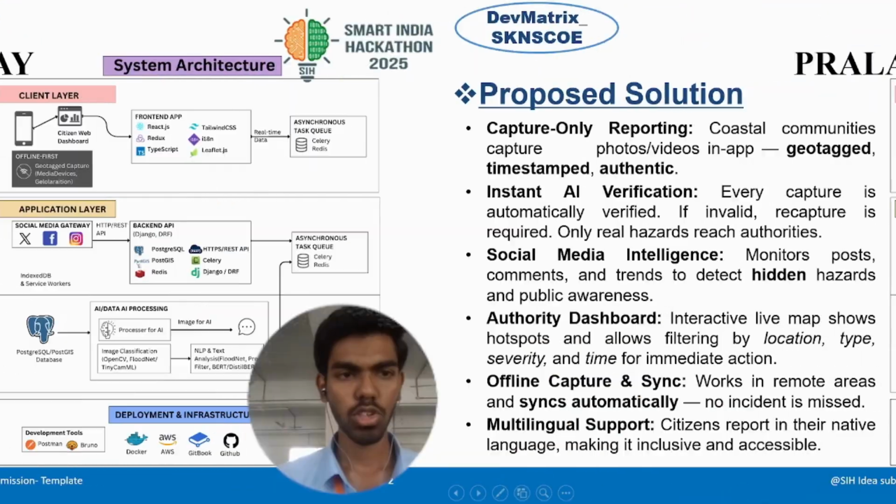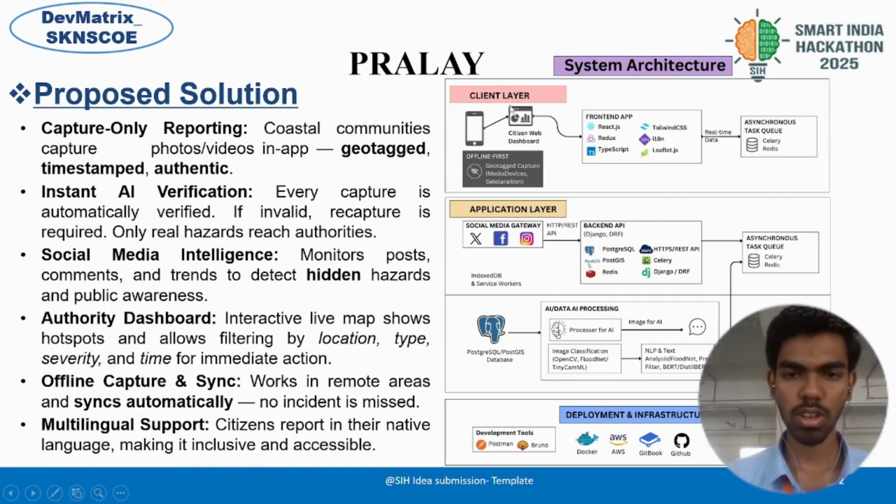So here is the proposed solution architecture. As you can see, it has three layers: the client layer, the application layer, and the deployment and infrastructure layer. In the client layer, the user can capture images, and then that image will be stored in the database. But before storing it, at the application layer, the post will be verified with NLP to check whether that image is valid or not, and only then will that post be saved.